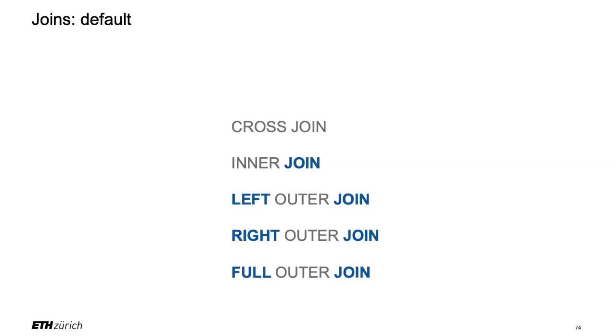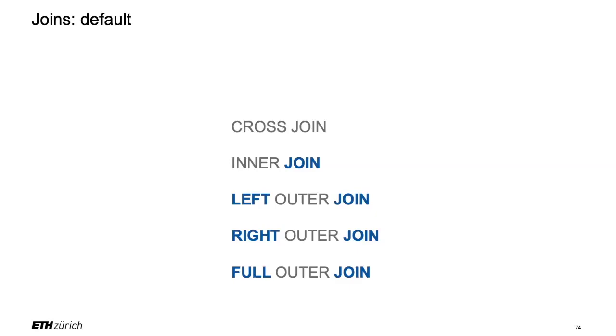Now, it sounds complex, right? Cross join, inner join, left outer join, right outer join, full outer join, natural inner join, natural... there's probably even natural left outer join, natural left inner join, natural full outer join. So there's a lot of possible combinations.